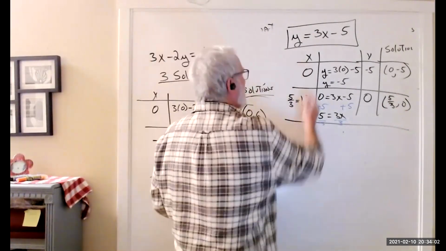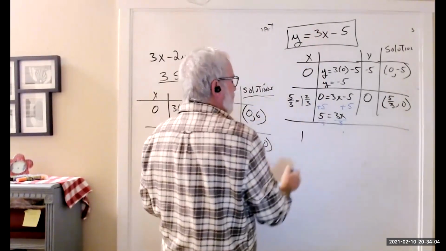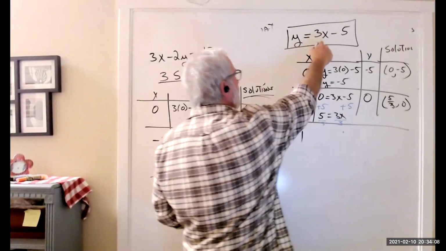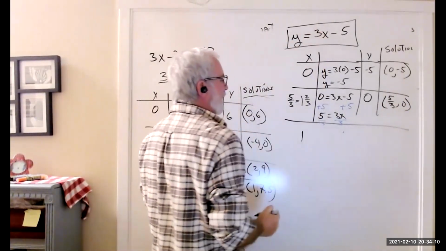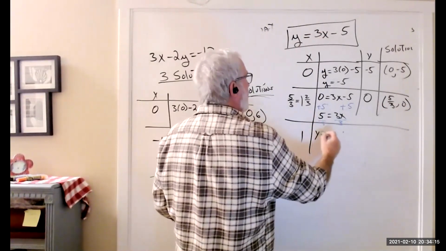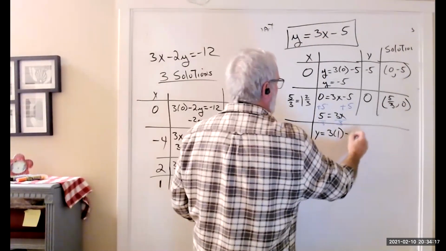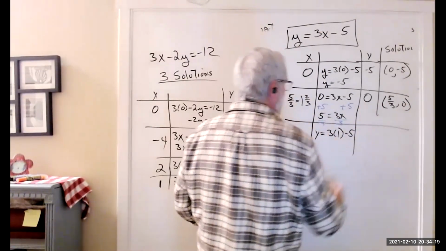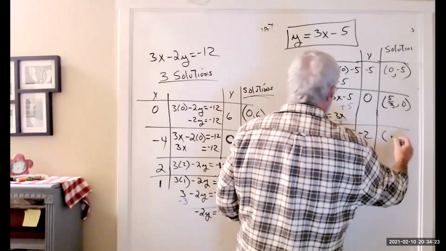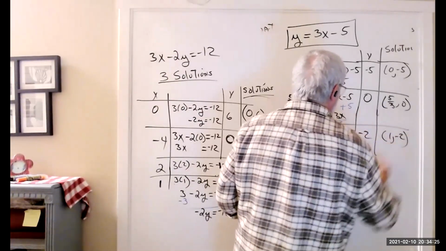Probably, let's pick x is 1. Why not? Because see, y is by itself. So in this problem, it would be easier for me to pick x values. I should have thought of that. So this is y equals 3 times 1 minus 5. That's 3 minus 5 is -2. A solution is 1 comma -2.